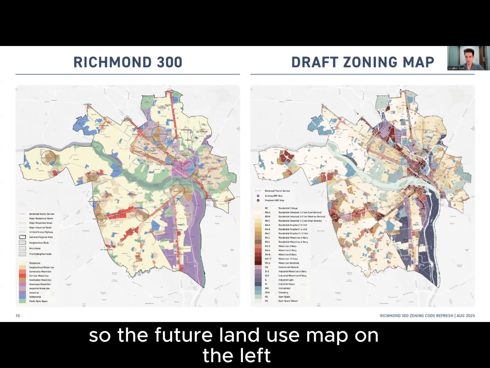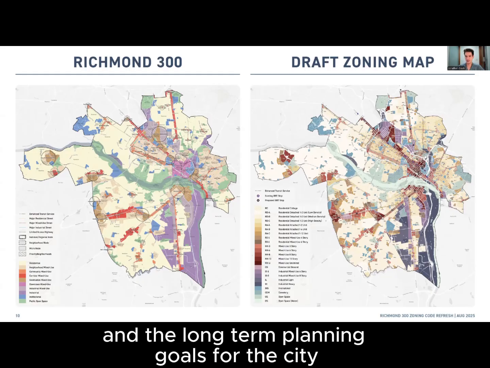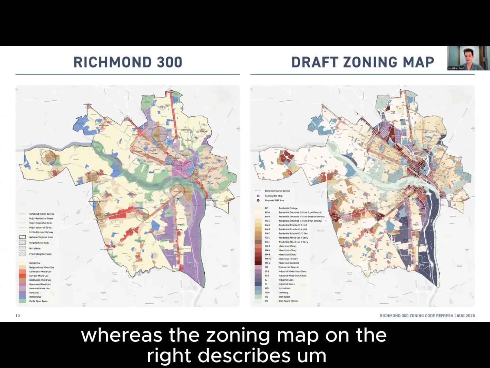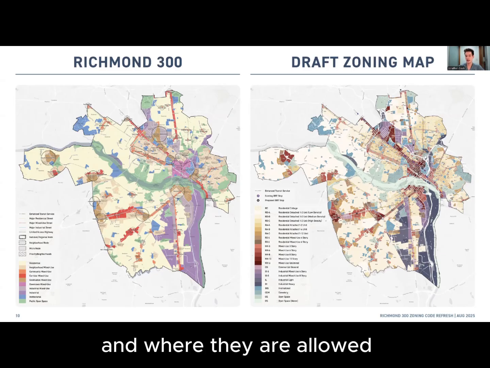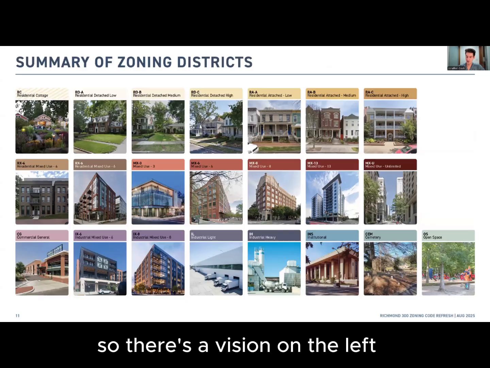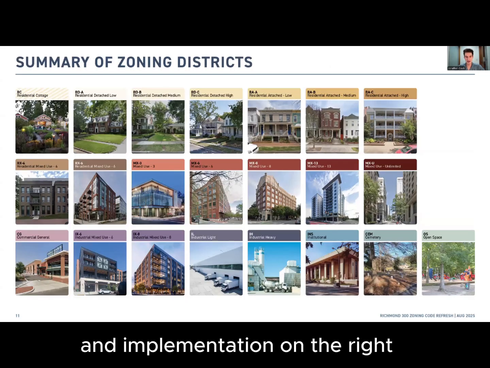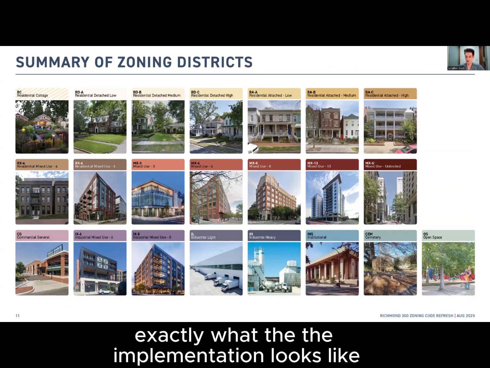The future land use map on the left represents the broad vision and the long-term planning goals for the city, whereas the zoning map on the right describes those specific districts and regulations and where they are allowed. They clearly work together. So there's a vision on the left and implementation on the right, and this summary of the zoning districts illustrates exactly what the implementation looks like.